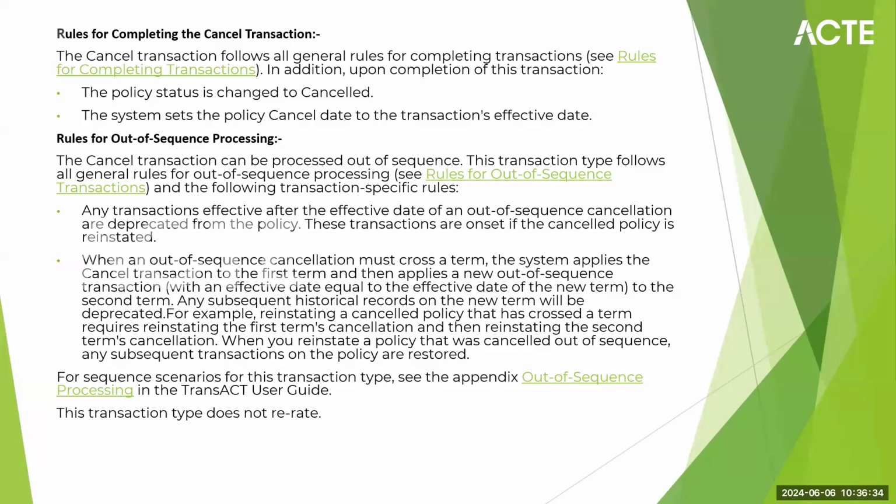When you reinstate a policy that was cancelled out of sequence, for example, the user has initially cancelled and then reinstated a cancelled policy. Then again the user has cancelled the policy and then done a reinstatement a second time as well. Then the cancel out of sequence is there now. The changes that have been done will be restored if you perform the out of sequence only after performing the reinstate transaction two times.